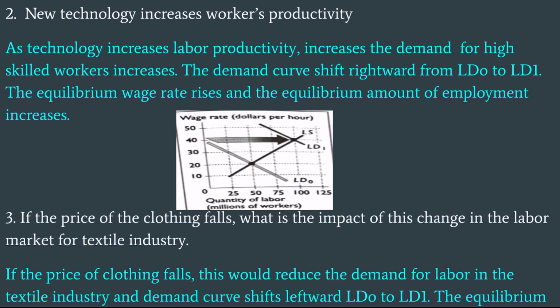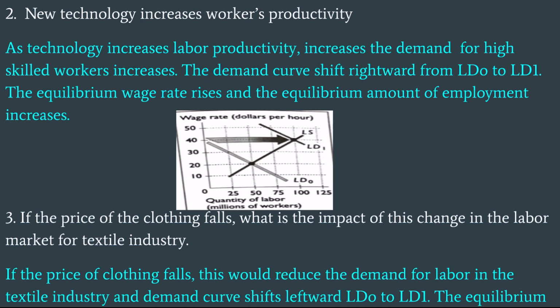New technology increases workers' productivity. As technology increases labor productivity, the demand for high-skilled workers increases. The demand curve shifts rightward from LD0 to LD1. The equilibrium wage rate rises and the equilibrium amount of employment increases.